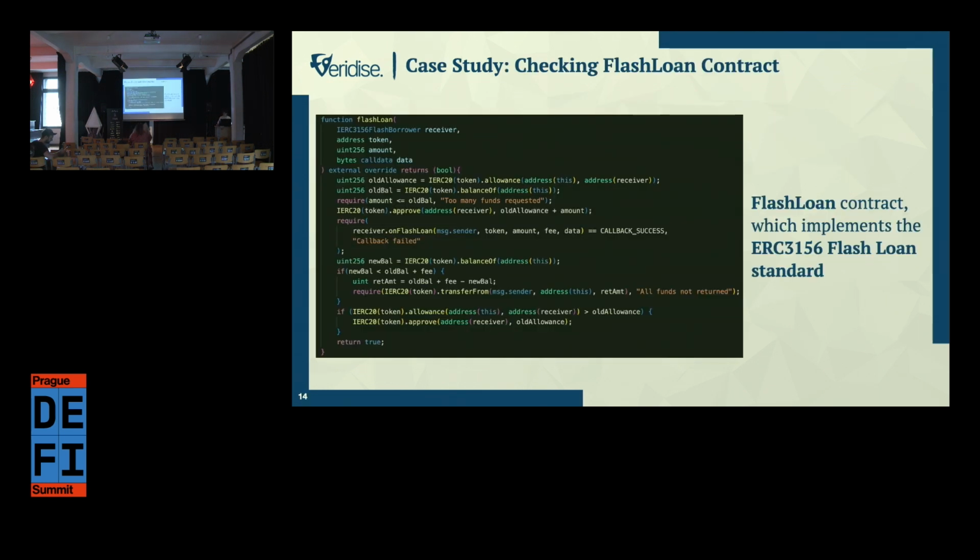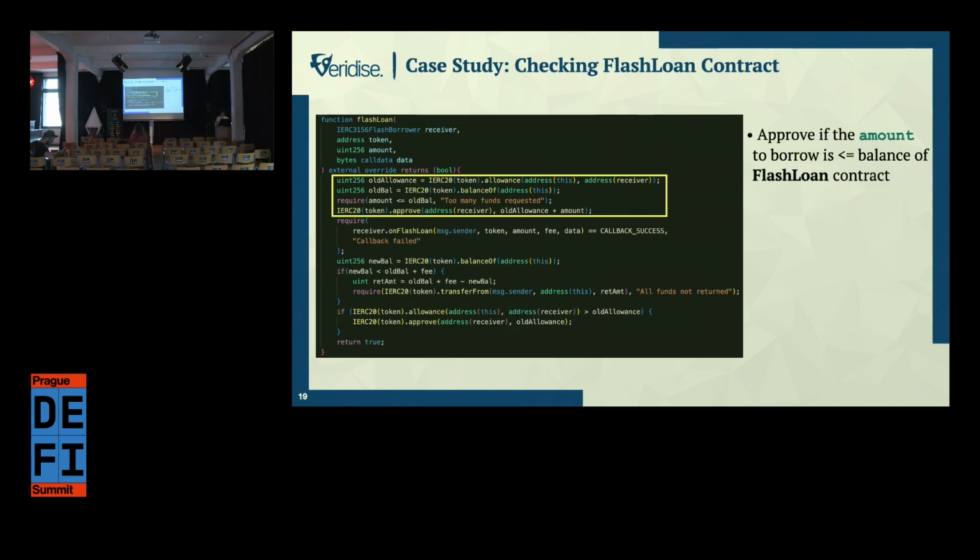Okay, so let's start analyzing this flash loan contract, which implements the ERC 3156 standard. I will walk you through the relevant parts of it, and we'll focus on this flashLoan method first. This method implements the key functionality of the flash loan contract, and it takes three parameters: the receiver of the flash loan, the token, which is the flash loan currency, and also the amount to borrow. Let's see what this function actually does.